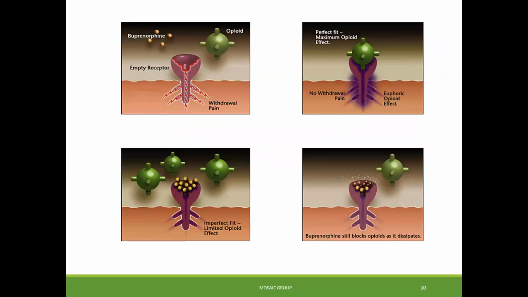The visual here simply gives us a picture of the empty receptor and shows how perfectly the opioid fits into the receptor. However, with the presence of buprenorphine, if there is any opioid that enters the person's system, the buprenorphine makes the receptor an imperfect fit for the opioid to nestle into the receptor.